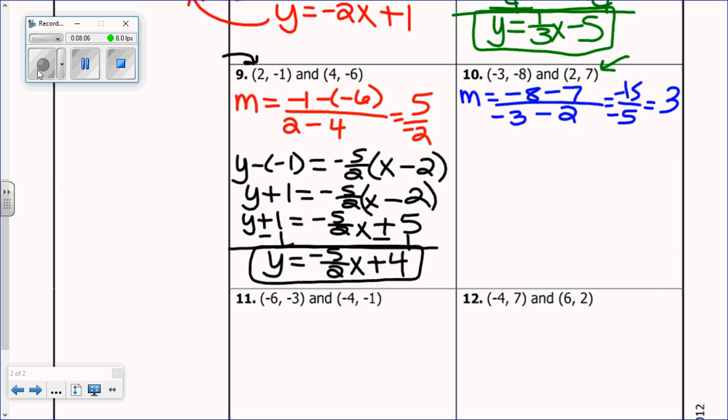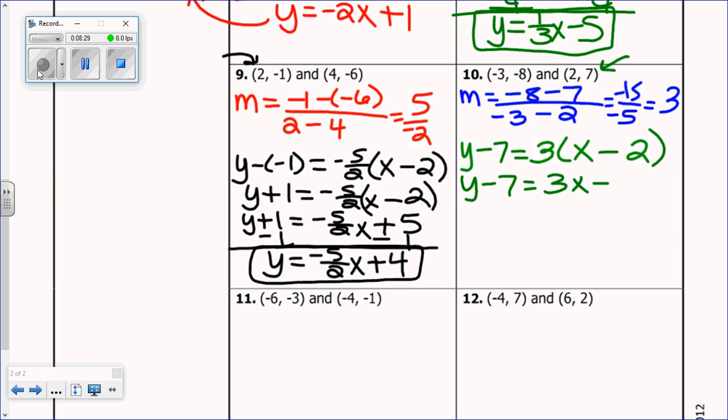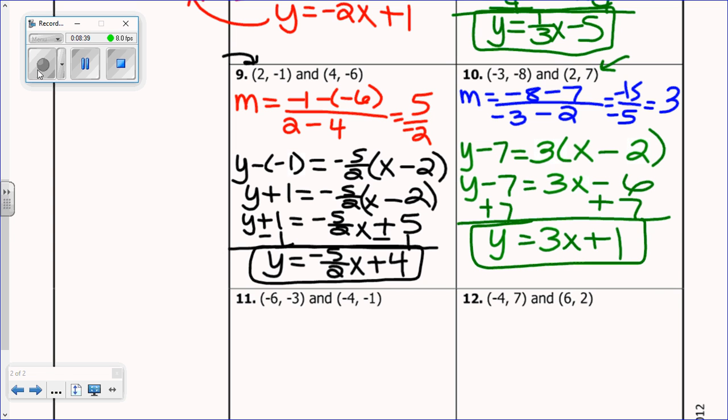Now we're just going to pick a point and plug it into the point slope formula. So I'm going to use 2, 7. So we have y minus the y value of 7 is equal to the slope times x minus the x value. So now we're going to distribute because I don't have any negatives to clean up. And then add 7 to both sides. y is equal to 3x plus 1. And so now you have your equation in slope-intercept form.